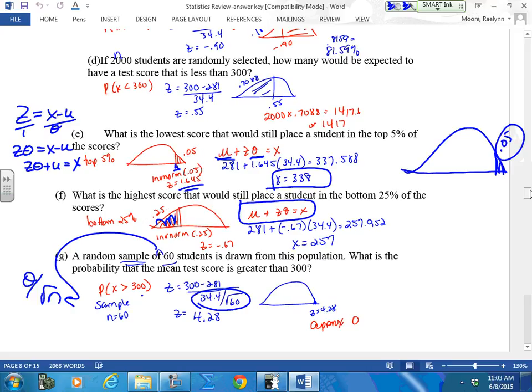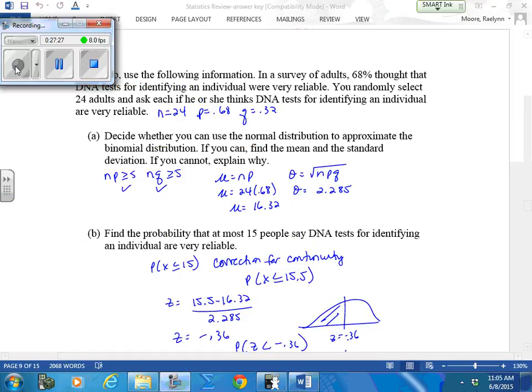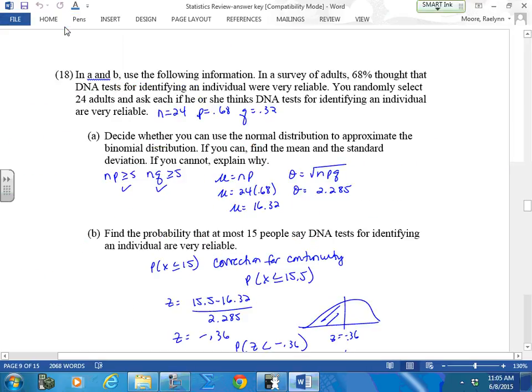This is a good one to go through. However, you have had to do your review. Are there any questions on this one? This is a good one, okay? Because this also deals with some of your binomials.